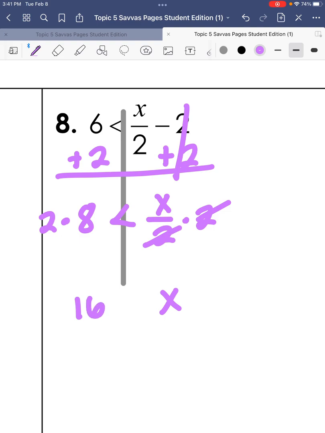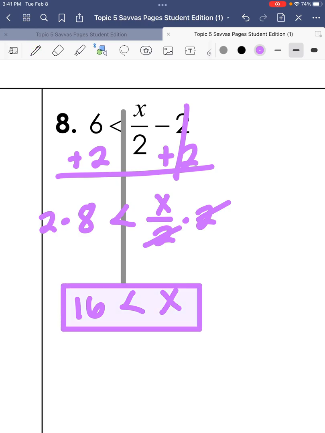Now, what kind of 2 did we multiply by? A positive 2. So does my sign change? Nope, my sign does not change. It's still less than. So my answer is 16 is less than x.